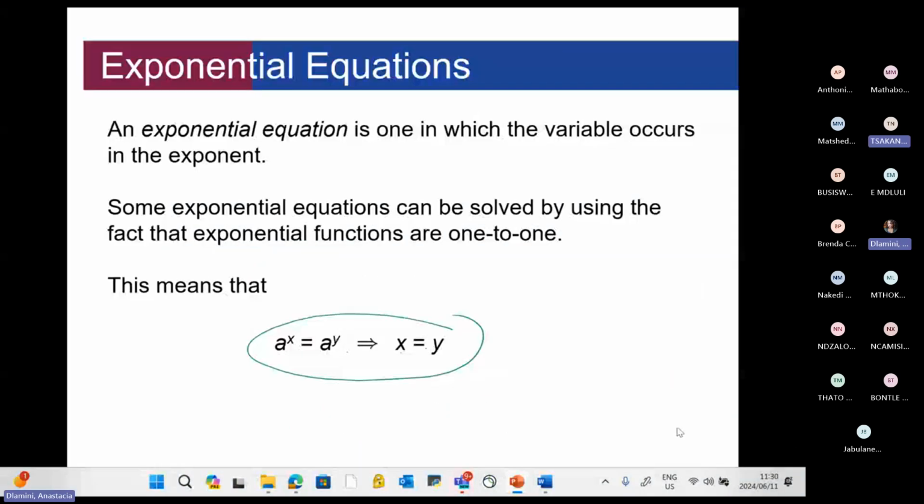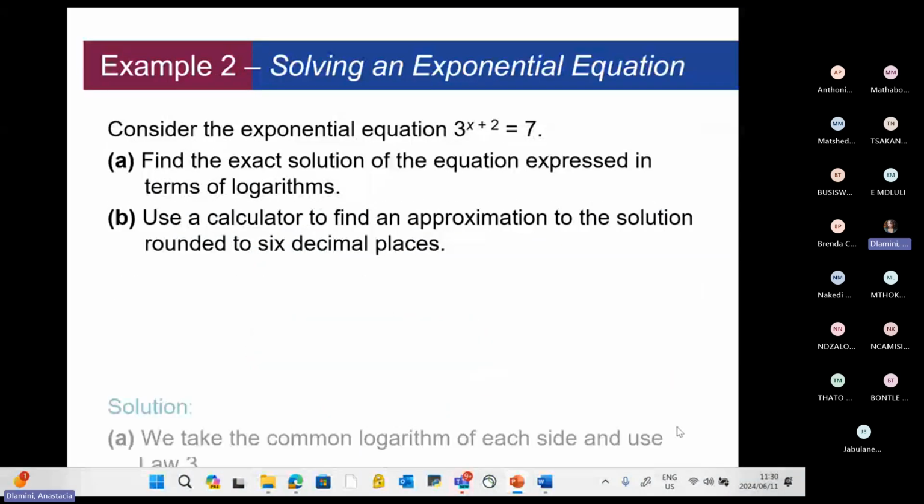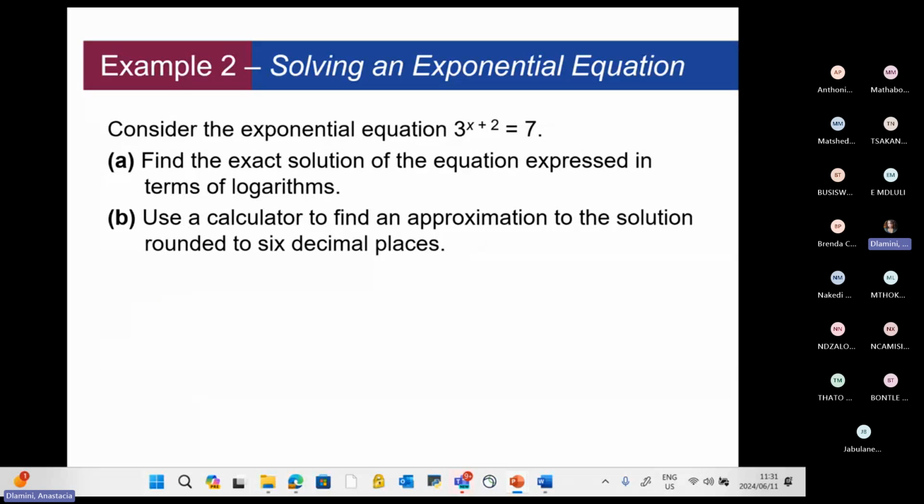Yes, did I lose you, ma'am? Okay. Now, here, for example, we can't say 3 to the power of something to get 7. So that is why we use the log laws. Are we together?